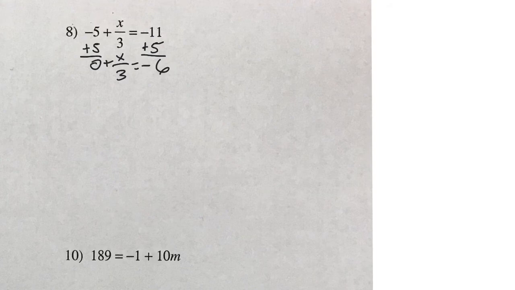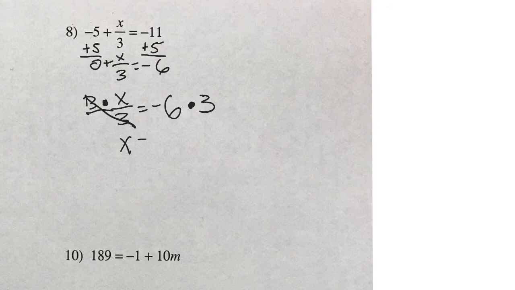Well, now what do I need to do? I'm looking at the coefficient, and I'm going to do an inverse operation. So if x is divided by 3, I'm going to multiply by 3. And what I do to one side, I do to the other. Well, 3 over 3 cancels itself out, so I'm left with x. That's why I keep doing this, because I want to get x by itself. So negative 6 times 3, positive and negative make a negative, right? And 3 times 6 is 18. So x equals 18.